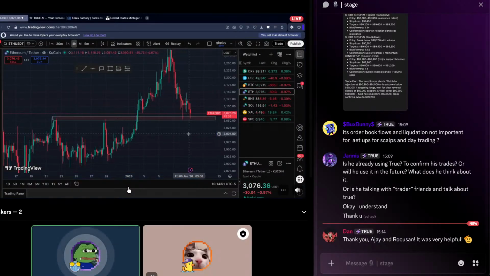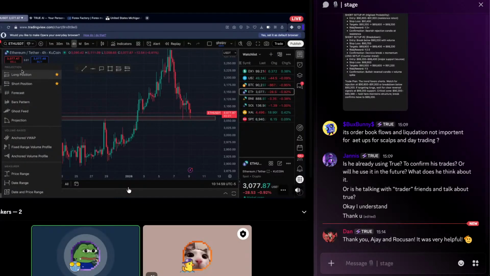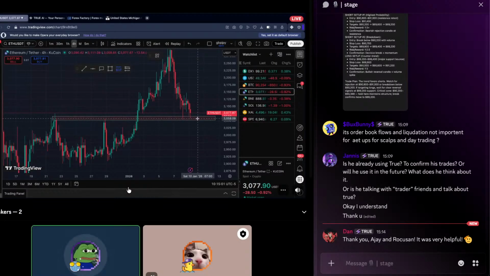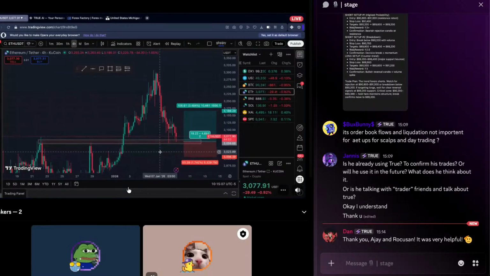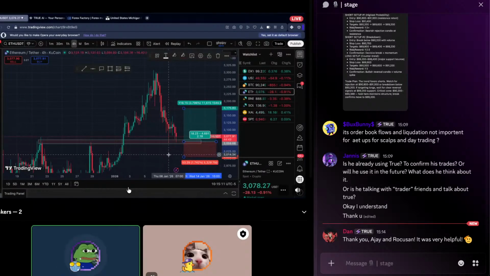If in the next 45 minutes we don't close below 3050, take a high risk, high reward long from here. Take it and have your stop loss set around 3K and you could look to target 3175. So 1 to 2 risk to reward, if you want to take it.